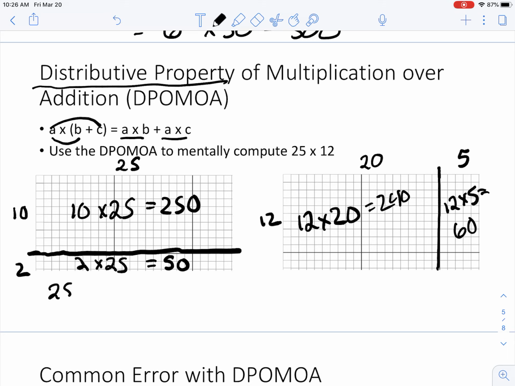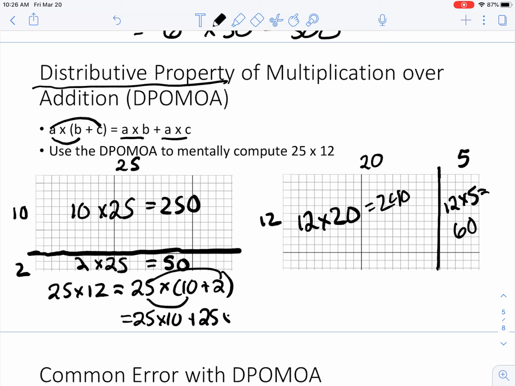Looking at this, we can have 25 times 12 is the same as 25 times 10 plus 2. Distribute my 25 to get 25 times 10 and 25 times 2. This is my distributive property. And then I just go ahead and calculate to get 300.